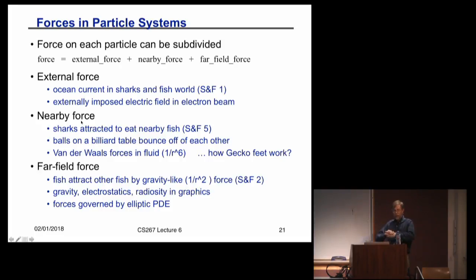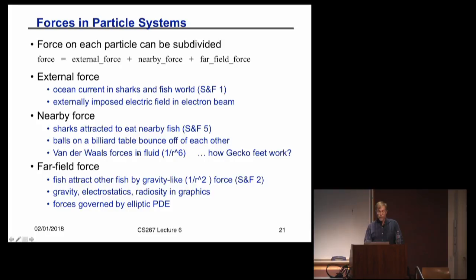The next more interesting one is when it only depends on your nearest neighbors. So that's why we have sharks attracted to eat nearby fish. They only have to look at that subset of the data. When you have balls bouncing around, it's only when there's a collision. When they get really close, then you, of course, have a different law of physics.